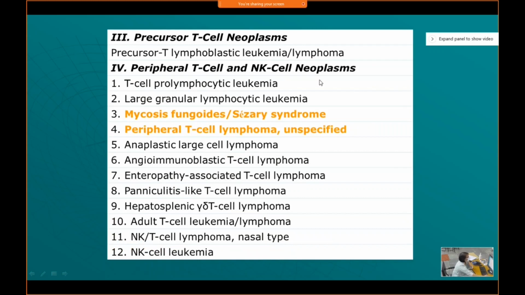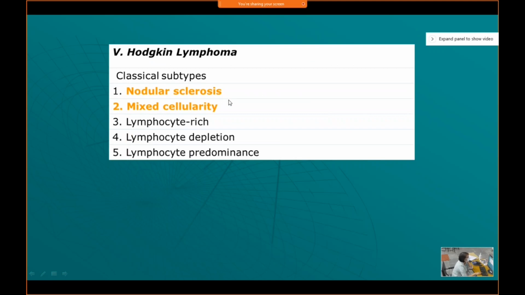Then peripheral T-cell neoplasms, this Sézary syndrome, an objective question can come. These we don't really ask you. So the important ones are marked in yellow. Hodgkin's lymphoma is extremely important. You have to know the classification thoroughly. And if we do ask short notes, we might ask on one of these.